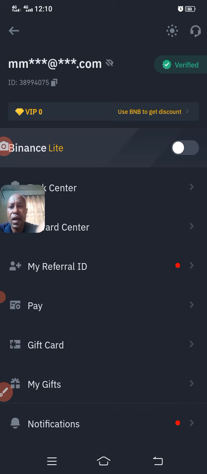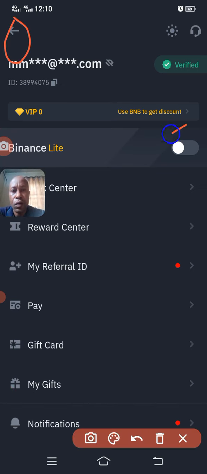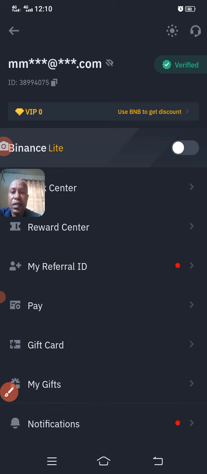Some people's Binance app might be in light mode. You need to change it from light mode to professional mode, and this is the button that you need to switch. If it's on light mode, you turn on this button to put it on professional mode. Now I'm on professional mode. If I want to put it on light mode, I click the button so that it will go to light mode.